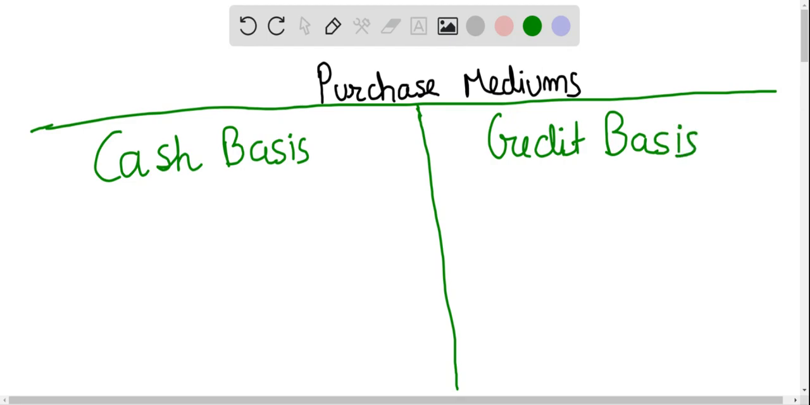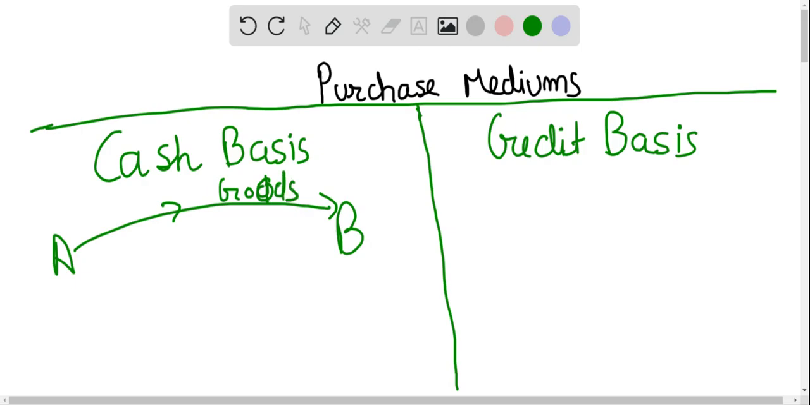So in cash basis, what happens? Let's say suppose A is the seller of goods and B is the purchaser of goods. So A will transport or deliver the goods, okay, and B will make the payment. Okay, let's say suppose $100. So this is the transaction which will involve transfer of goods against the payment.